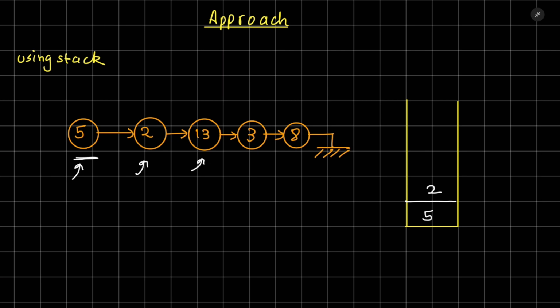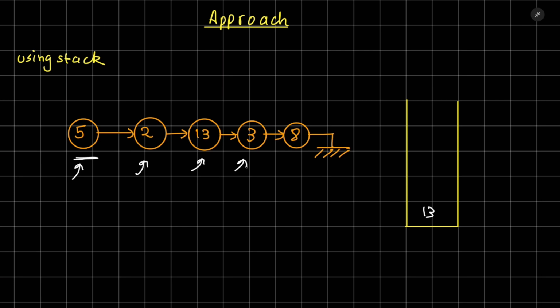Now 13, if we see, is greater than 2, which is the top of the stack, so we will remove 2. Now the top of the stack is 5, and 5 is also lesser than 13. Whatever is present in the stack denotes the numbers which are on the left hand side. So if we are at 13 and it is greater than the left hand side elements, the elements in the stack, they should be popped. So we will pop 5 also, and now we will push this 13.